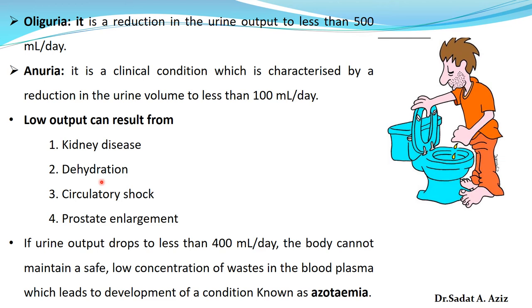waste elimination. This leads to a specific condition, which is known as azotemia. Azotemia is mainly this term is mainly used to define the conditions in which the level of nitrogen-based molecules are increasing.